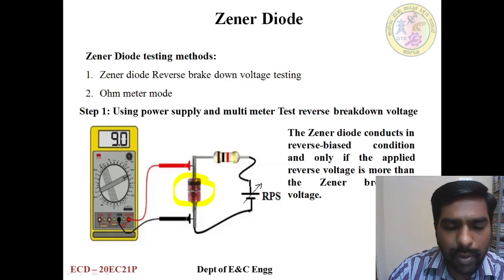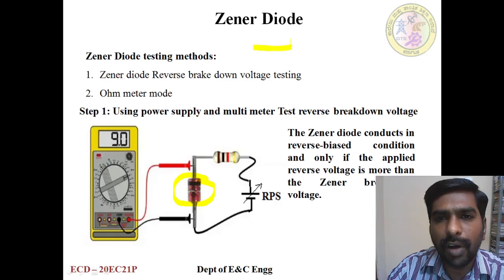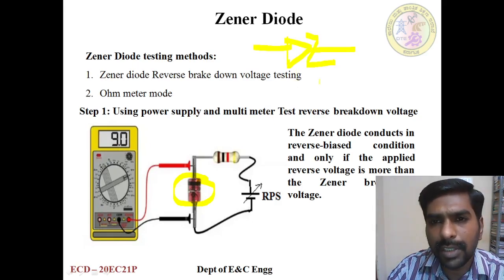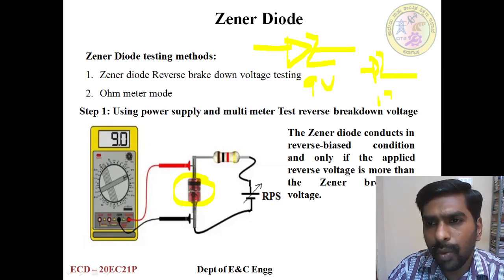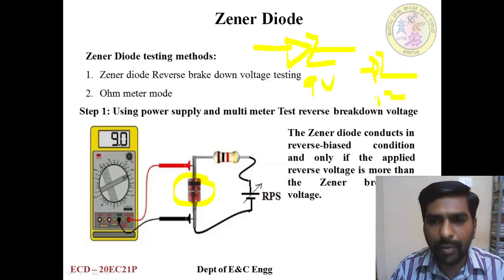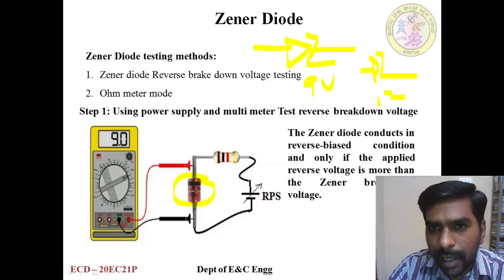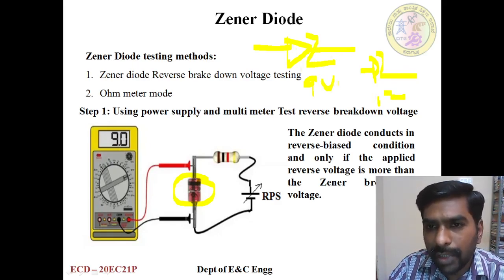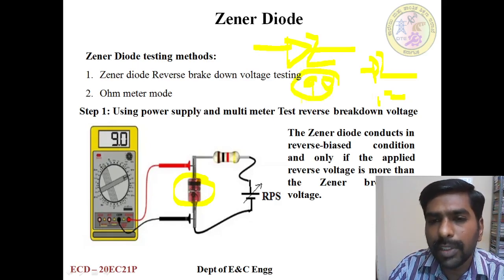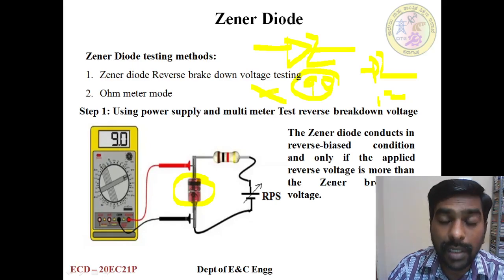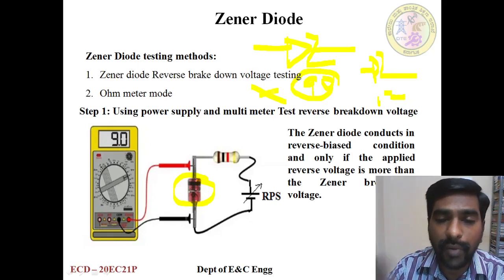Why we have to do this: whenever the manufacturer gives any Zener diode, the manufacturer says this Zener diode has 9 volt, or some diode may have 12 volt. This way they have manufactured it, in the sense this diode has to undergo reverse breakdown across 9 volt only. If this breakdown happens at less than 9 volt, then the diode is wrong. That is a very important point we need to identify.